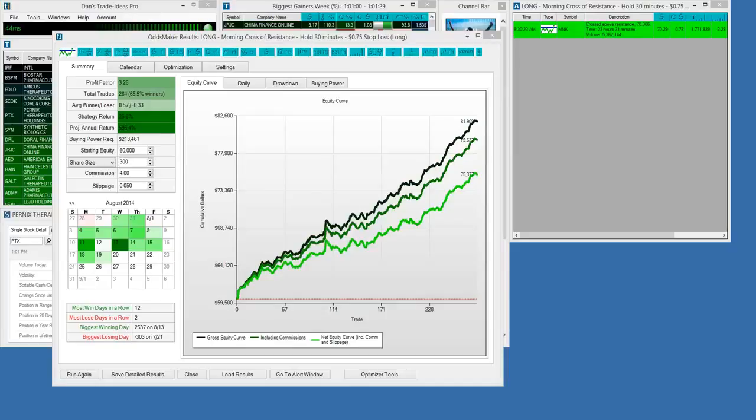Since I've seen the question pop in a few times, yes, you can use Trade Ideas on a Mac using something like Parallels to run the Windows application.